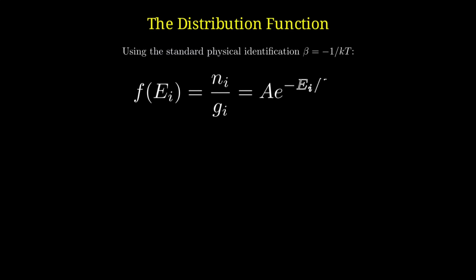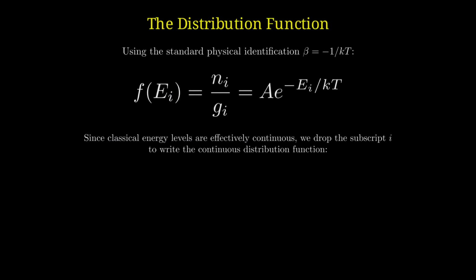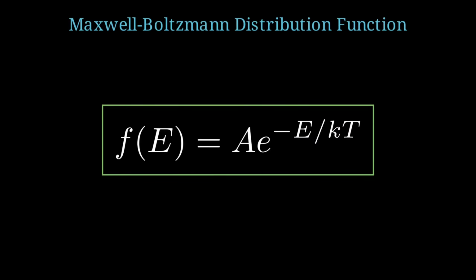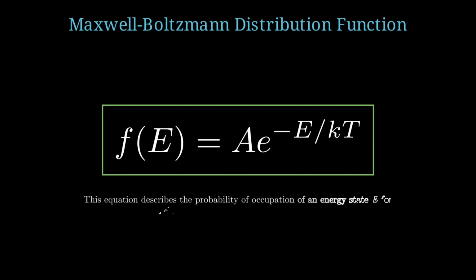Since classical energy levels are effectively continuous, we can drop the subscript i and write the continuous distribution function. And here it is, the Maxwell-Boltzmann distribution function. f of E equals A times e to the power of minus E over kT. This elegant equation describes the probability of occupation of an energy state E for a classical system in thermal equilibrium. The exponential decrease with energy divided by kT is the hallmark of this thermal distribution. The constant A is determined by the normalization condition, ensuring that the total probability always sums up to 1.